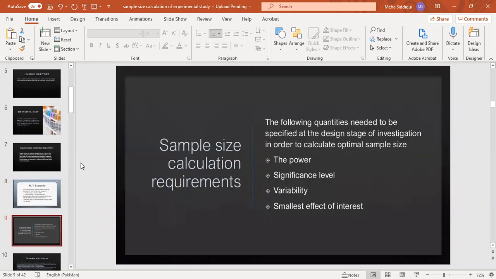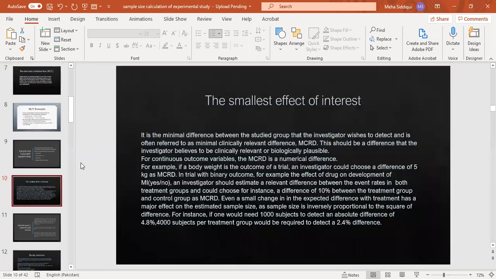Now coming to sample size calculation. For sample size calculation, the following quantities need to be specified at the design stage of the investigation in order to calculate the optimal sample size: power, significance level, variability, and smallest effect of interest. We have discussed many times about power, significance level, and variability. Today I will discuss a little bit about the smallest effect of interest.